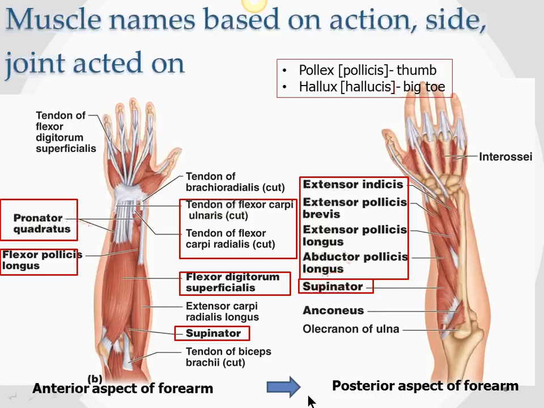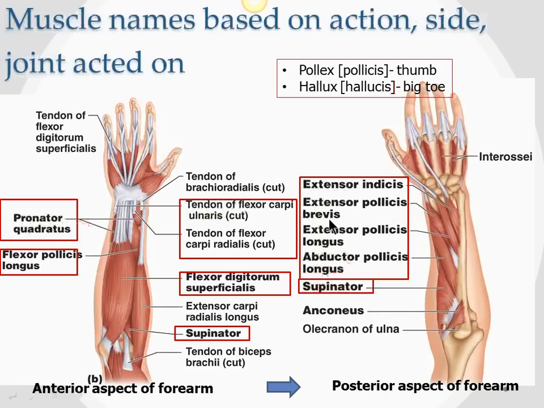And compare this to muscles lying on the posterior aspect of the forearm. Can you see this? These muscles are called extensors. Can you see everywhere there is the word extensor here? So look at this muscle, extensor indicis. See, it is going towards the index finger. So it's going to extend the index finger. But it's also going to help to extend the wrist because it's crossing the wrist joint.